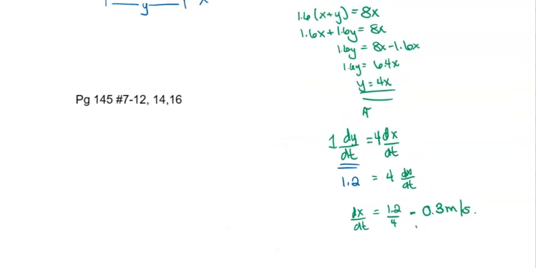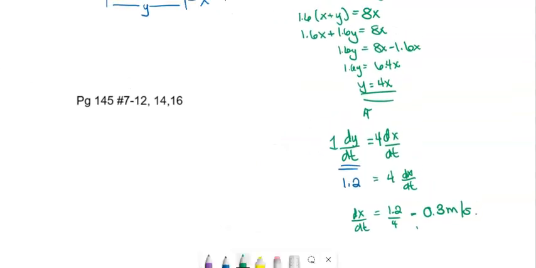Okay, for homework, there is quite a lot. You need to do 1 through 6, then 7 through 12. So your goal for day 1 is 1 through 6, then 7 through 12, 14, and 16.